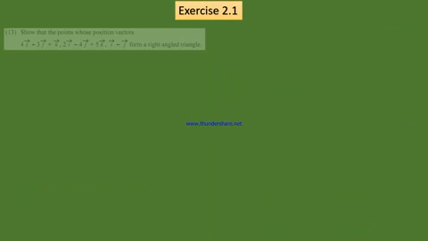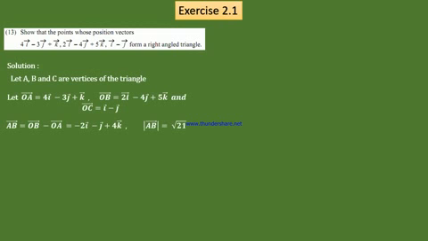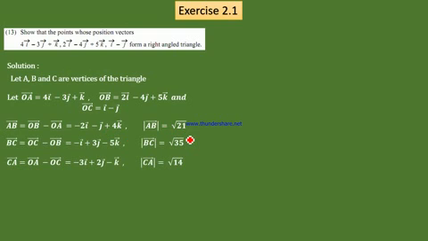Now question number 13. Same thing, but we have position vectors here, so take them as OA vector, OB vector and OC vector. Then find AB vector. AB vector is nothing but OB vector minus OA vector. So subtract OB and OA, we will get this, and then take the modulus. And similarly BC vector, CA vector. You can work it out.